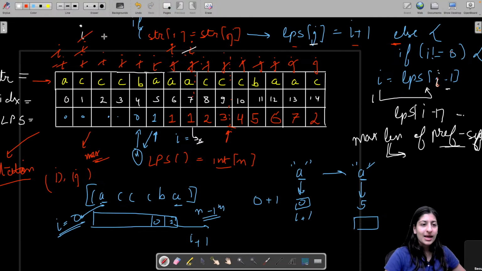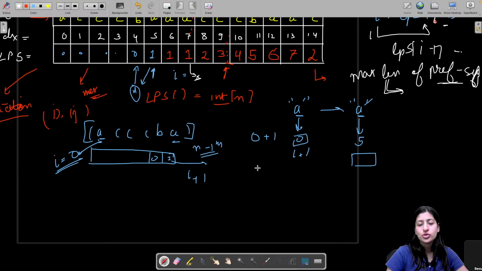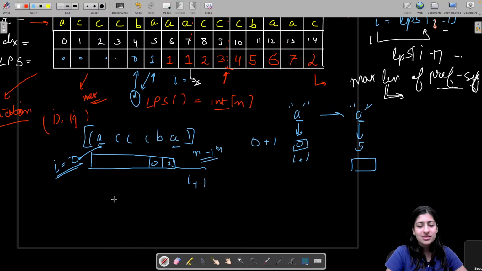Now you move your I to the next index and J to the next index. Since your J has gone out of bounds, that means your LPS of n minus 1 might have some value. Whatever that value is, you will return it, because what is LPS supposed to store? At any index, LPS is storing the max answer.